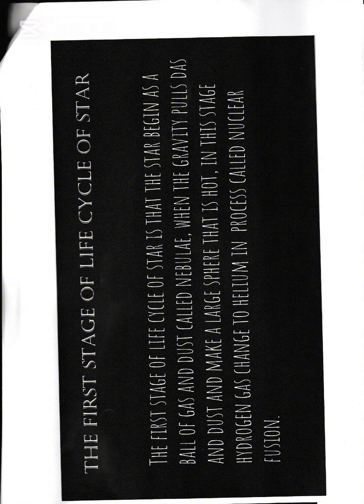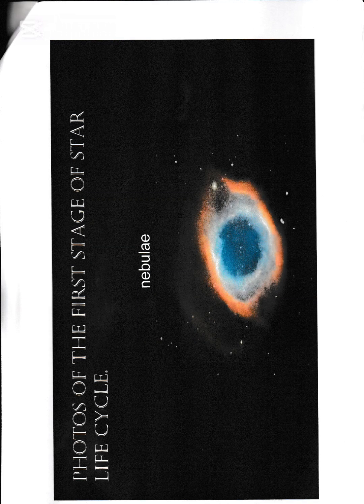The first stage is that the star begins as a ball of gas and dust called a nebula. Gravity pulls the gas and dust together and makes a large sphere that is hot. In this stage, hydrogen gas changes to helium gas in a process called nuclear fusion. Here we have a photo of a nebula.